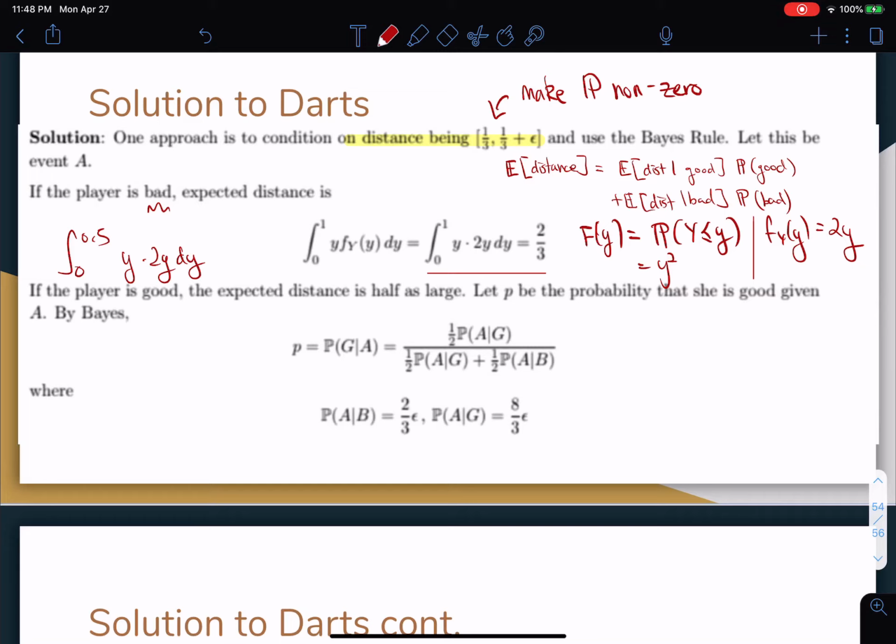Now let P be the probability that she is good given A. If you wish, you can use that calculation. And what is A again? A is the condition that the distance was 1/3 to 1/3 plus epsilon. So by Bayes, this is what we have.